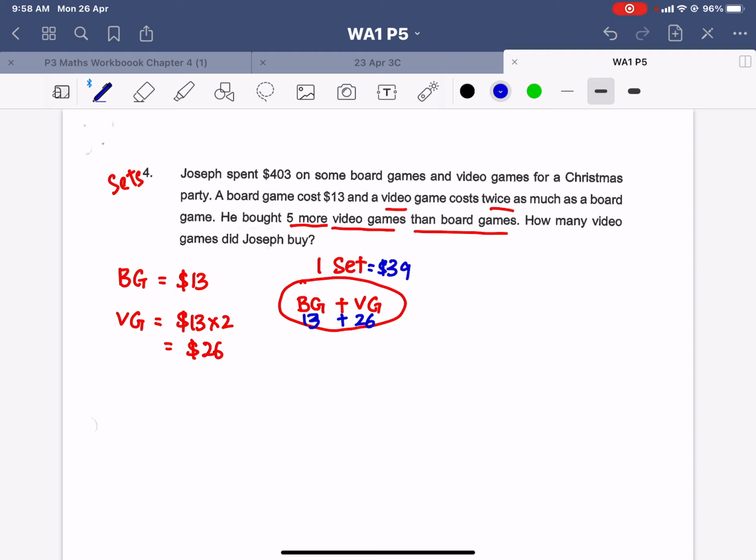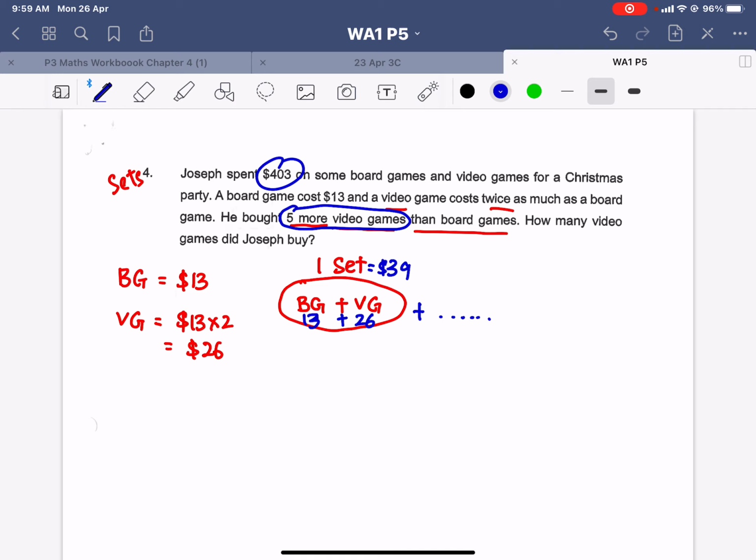Now, obviously, the person didn't only buy one set. The person can buy as many sets as he wants because he spent so much money. So there could be a lot of sets. There could be a second set. There could be a third set. But the trick is there are 5 video games that couldn't be paired into a set.